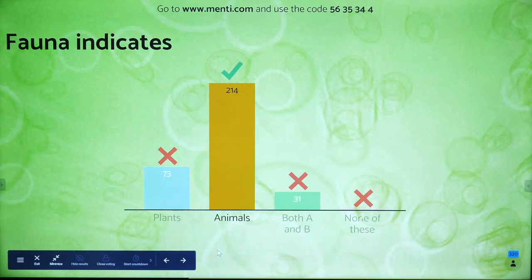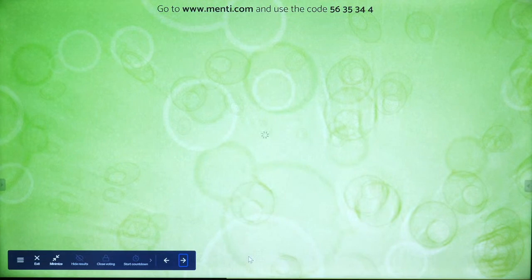Very good. More than 200 students are absolutely correct about it. The answer is animals. So fauna is animals, flora is the plants.